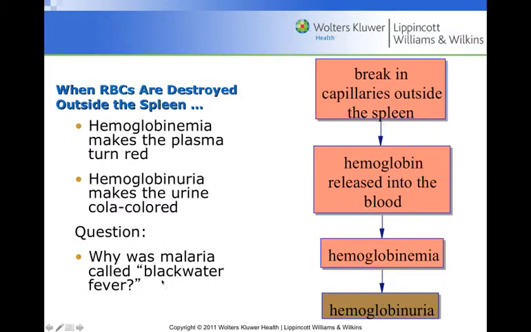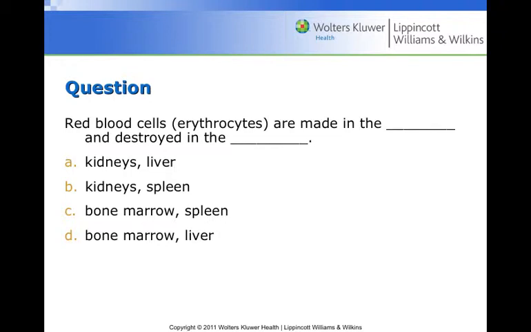Question: why was malaria called black water fever? Malaria causes the red blood cells to break down. Hemoglobin in the bloodstream will then be filtered out and be in the urine, causing the urine to take on this cola-colored quality.